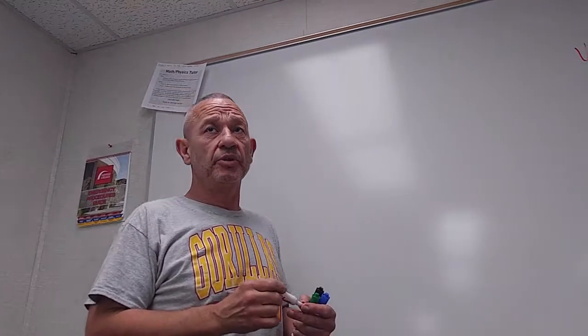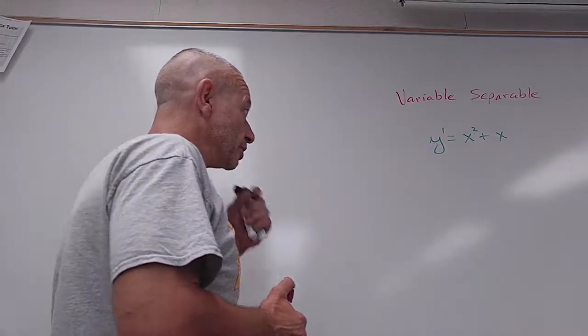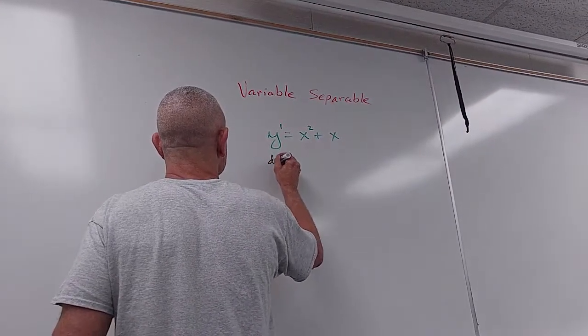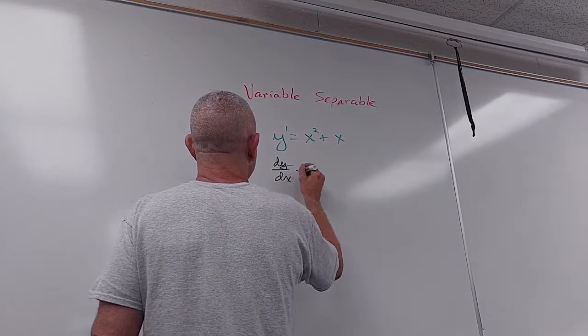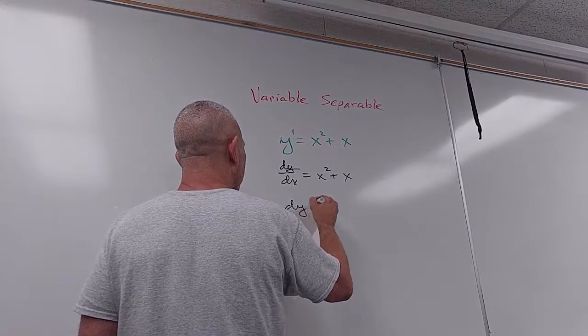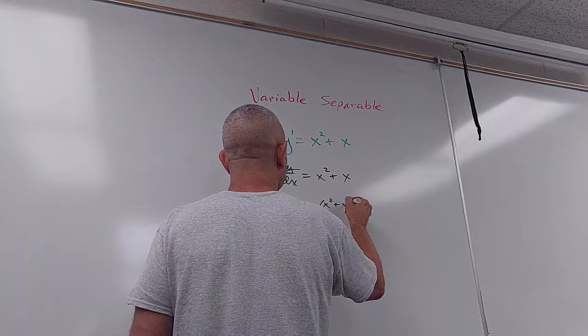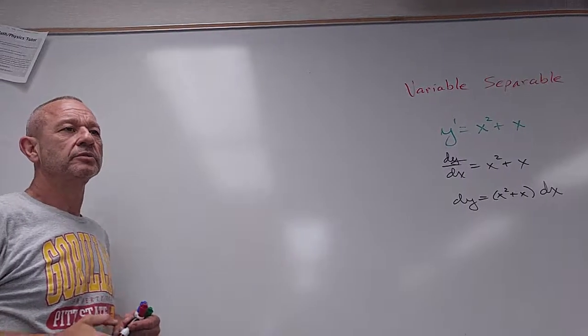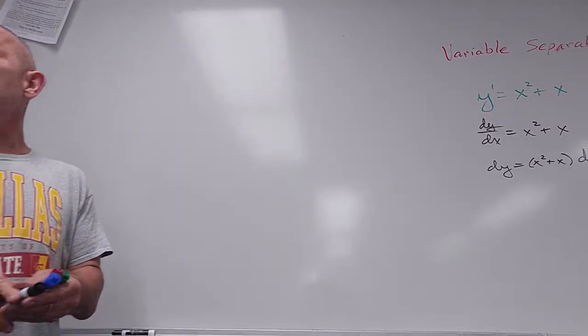Given the time constraints, we'll skip it. So what I would do is rewrite this as dy dx. And then separate the variables. Now I'm going to integrate both sides.